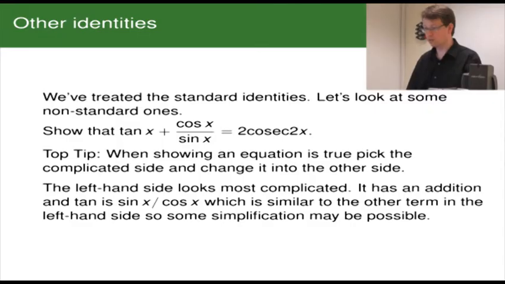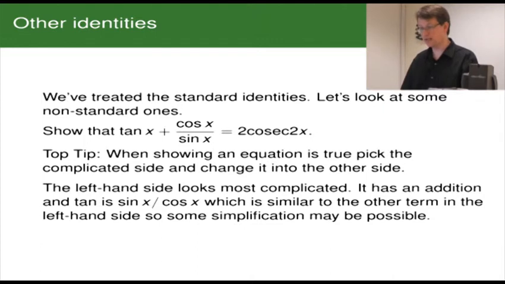Okay, now we've treated the standard identities. Let's look at some non-standard ones. For example, show that tan x plus cos x over sin x equals 2 cosec 2x. Now here's a top tip for doing maths. When showing an equation is true, pick the complicated side and change it into the other side.